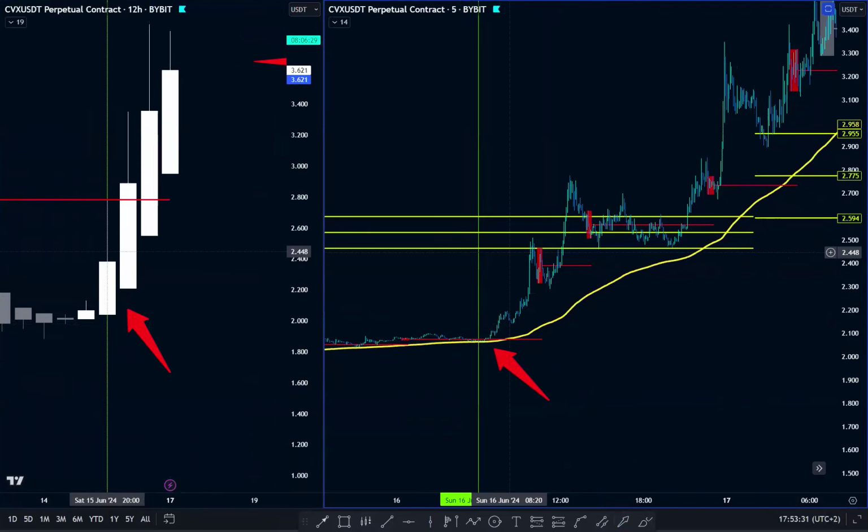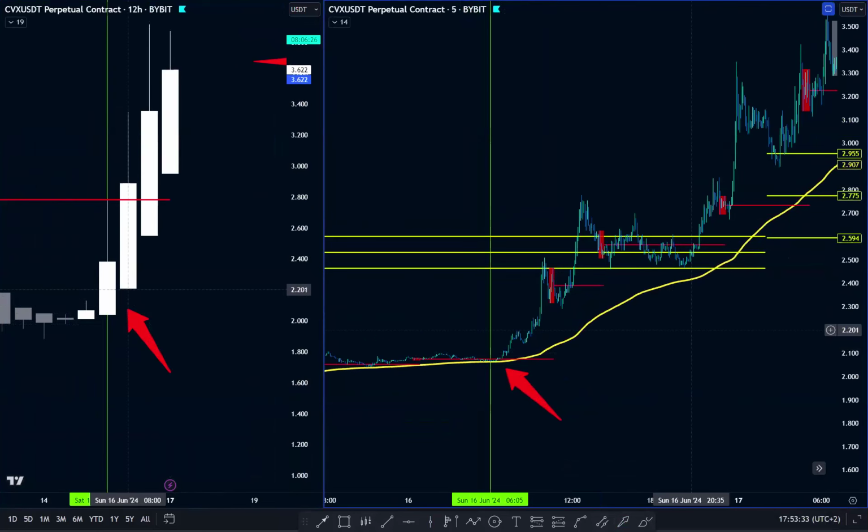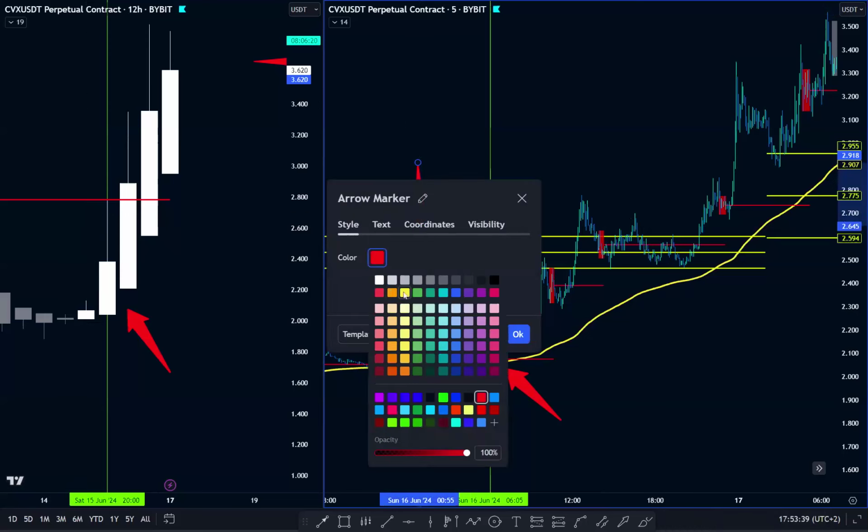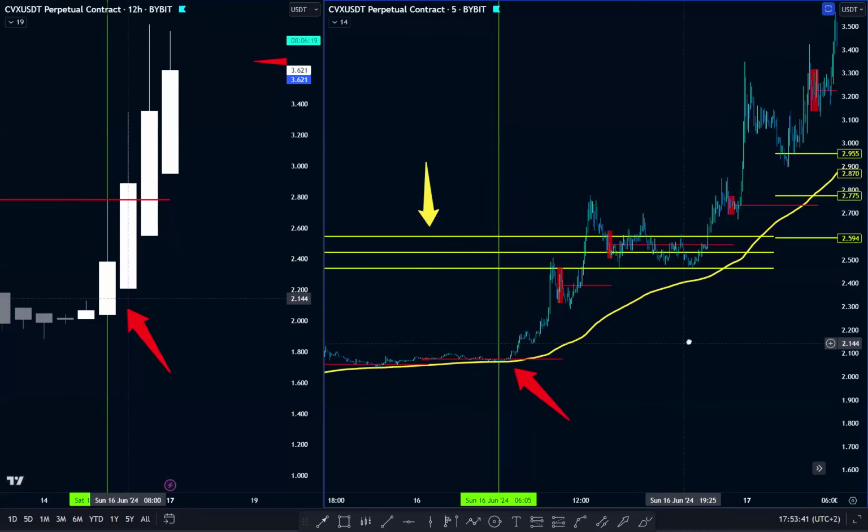We would have got some great entries. If we wanted to add in Trend X, which I've added to the chart, you can see we've got the 3 grids over here. I'll just make this yellow, and this is the weekly pivot.